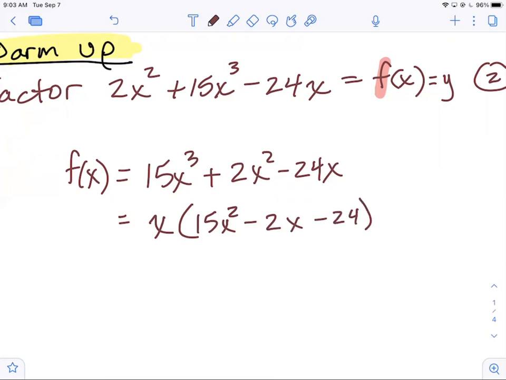Okay, now from here, I've got a quadratic trinomial on the inside whose leading coefficient is not 1. You could do target sum, target product if you want. 15 times 24. It's going to be a big number, right? Did I? Oh, yep, look at there. There you go. Very good.